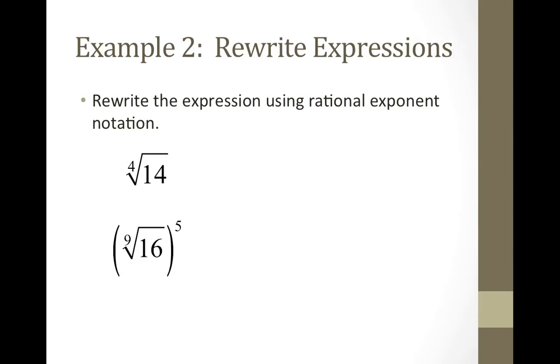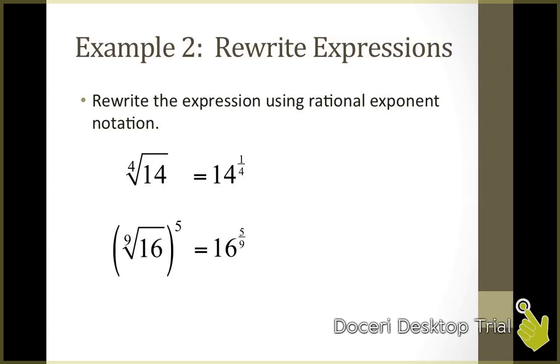So here we're starting with radical expressions and we're being asked to rewrite the expression using a rational exponent. So if I have the fourth root of 14, I can rewrite that as 14 to the 1/4 power. The only thing going on here is just that fourth root, and we can rewrite that as a 1/4 exponent. In the second one, however, we're taking the ninth root of 16, but then we're also taking all of that to the fifth power. And so when we rewrite that, we're going to have 16 to the 5/9 power.